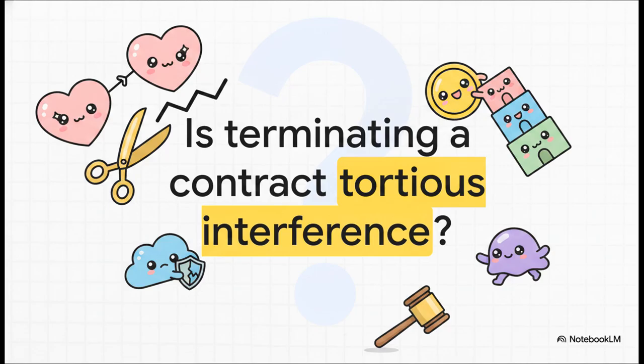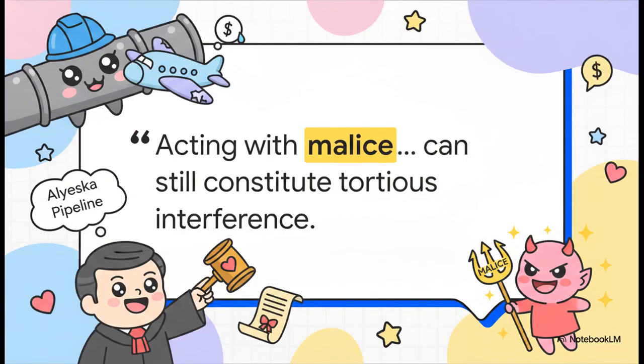So here's your next hypothetical, and honestly, this one is notoriously tricky on finals. What if you technically have the absolute legal right to end a contract, but you decide to exercise that right strictly to destroy a third party's business? Think about that for a second. Do you have an absolute shield from liability just because you were exercising a valid contractual right, regardless of your motives? The answer is found in the classic case, Alyeska Pipeline Service versus Aurora Air Service.